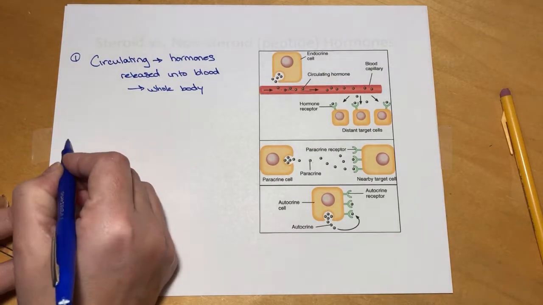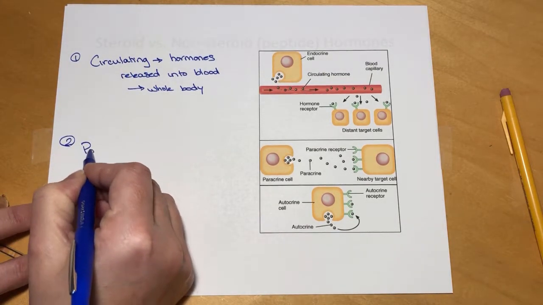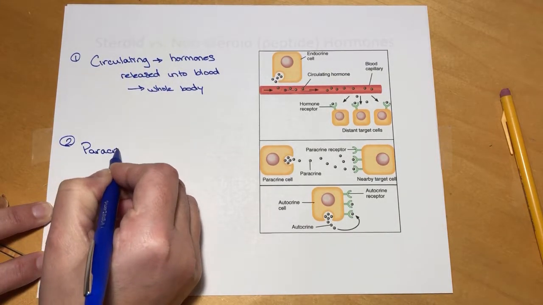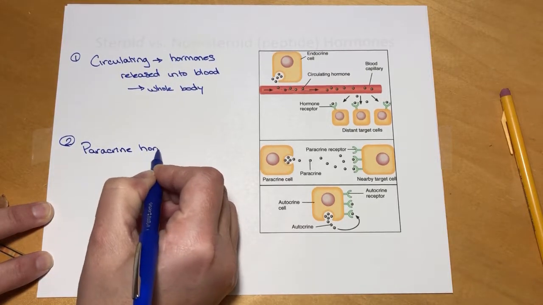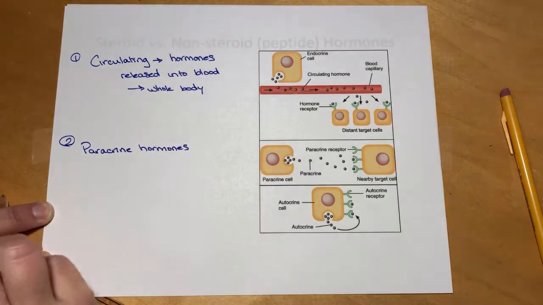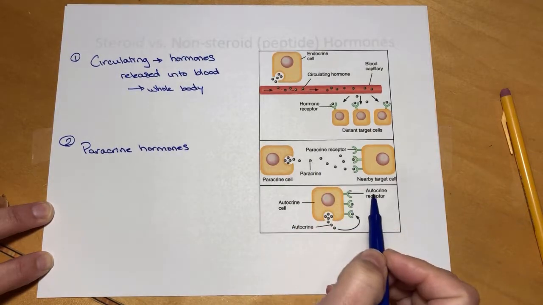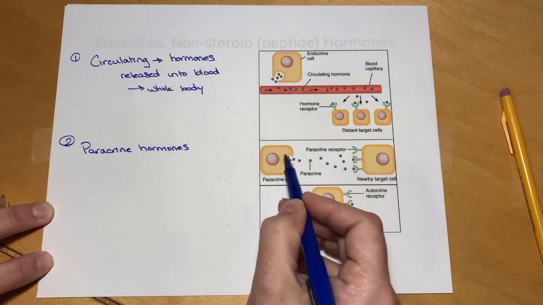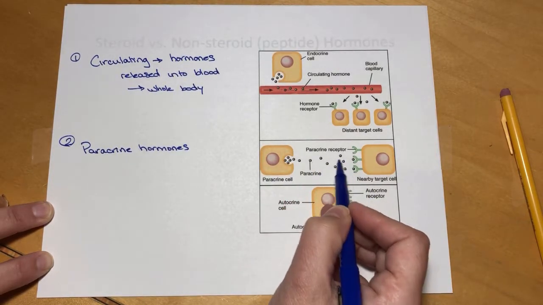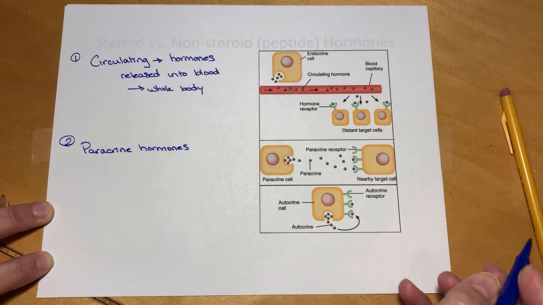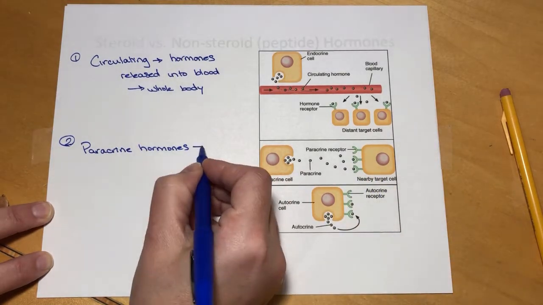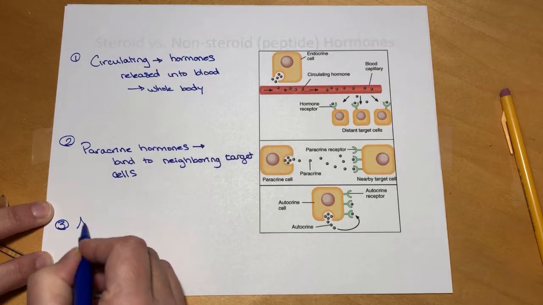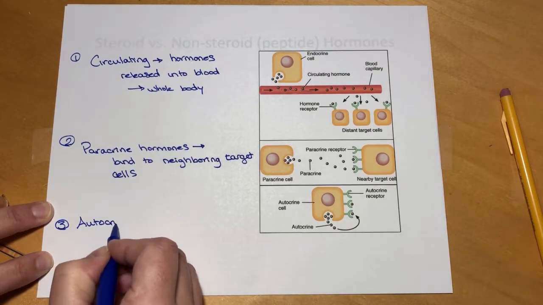A second mechanism is called paracrine hormones. Paracrine hormones are hormones that are produced and locally diffuse around to bind to a nearby target cell. And our third mechanism are autocrine hormones.